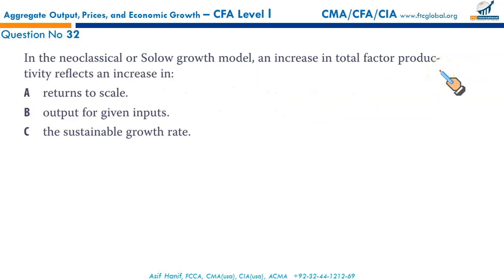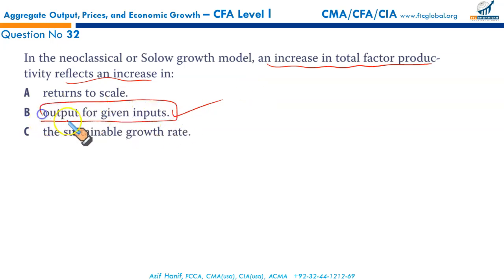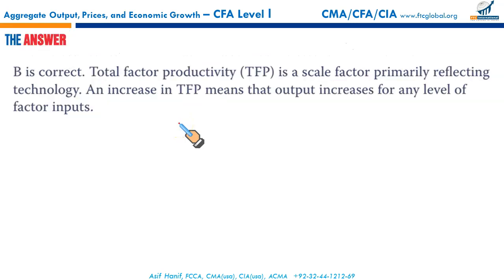Look no further. In the neoclassical or Solow growth model, an increase in the total factor productivity reflects an increase in output for given input. Right? If you increase total factor productivity, it will result in output increasing for a certain level of input. That makes B the correct option. Total factor productivity is a scale factor primarily reflecting technology. So an increase in total factor productivity means that output increases for any level of factor input. That makes B the correct option.